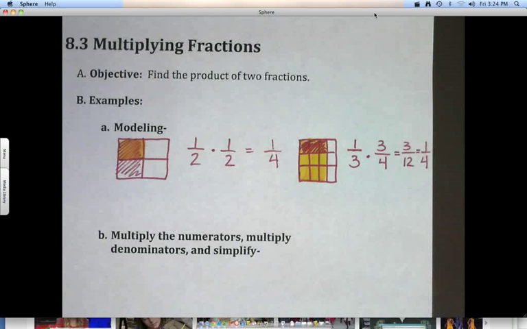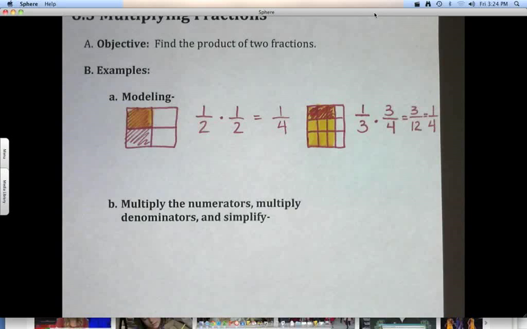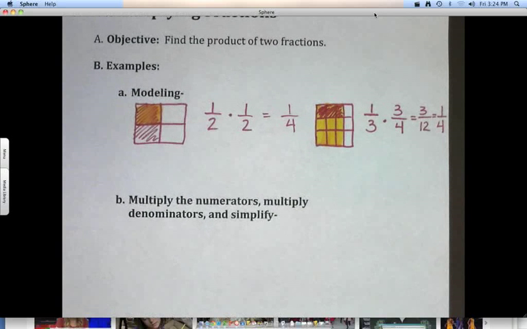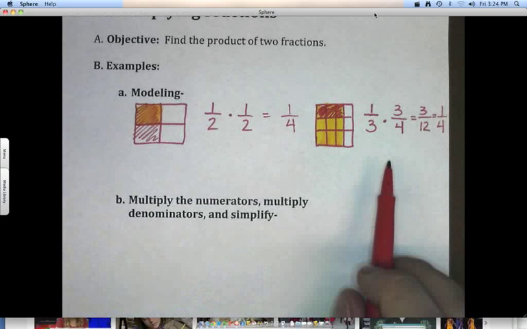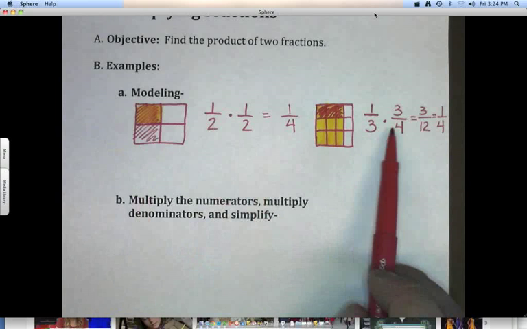Now, I'm not a big fan of the models. I like the old-fashioned letter B: multiply the numerators, multiply the denominators, and then simplify. So I'm going to give you some examples of letter B. First one, and again, look at the models up above. You can see we have 1/3 times 3/4.